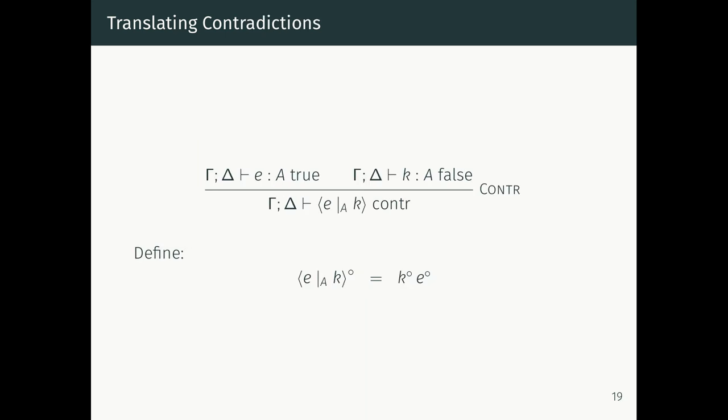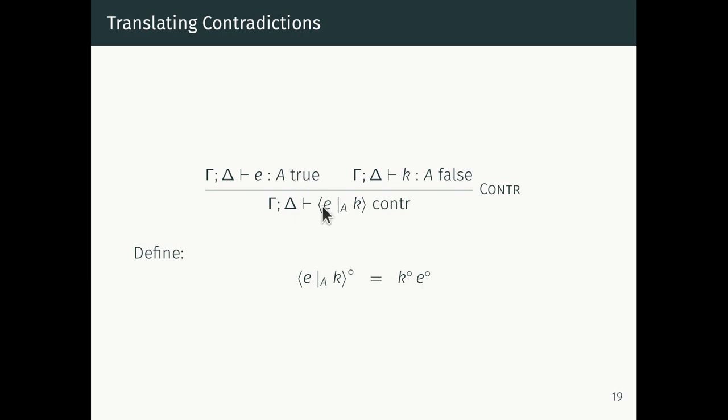And the way that we'll do this is by the strategy of wishful thinking. We'll look at each typing derivation rule and say, assuming that we were able to translate the premises, are we able to invent a translation for the conclusion? And what we can do here is say, aha, let's look at the contradiction case.